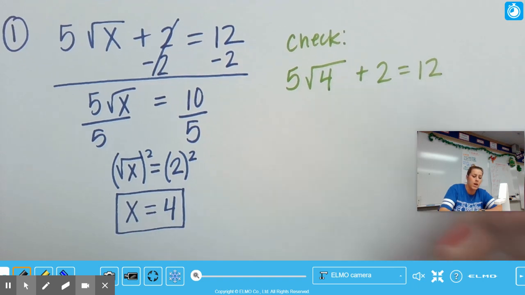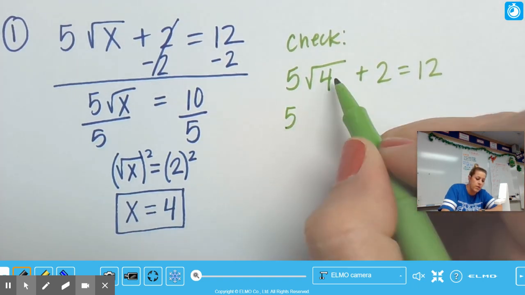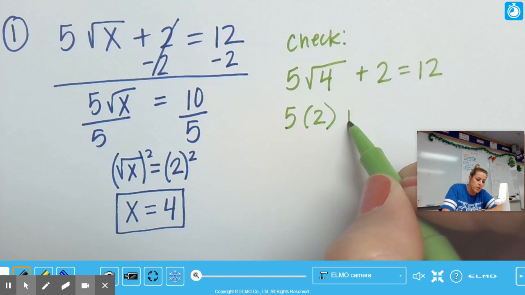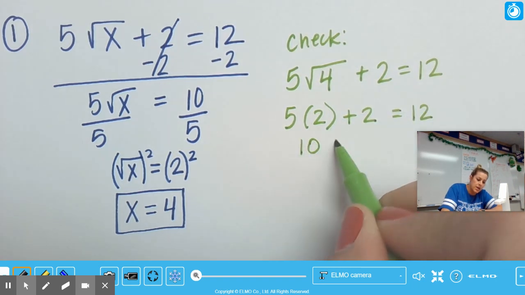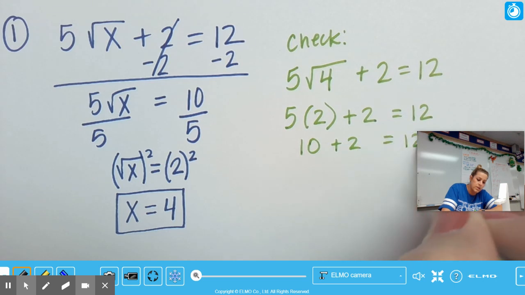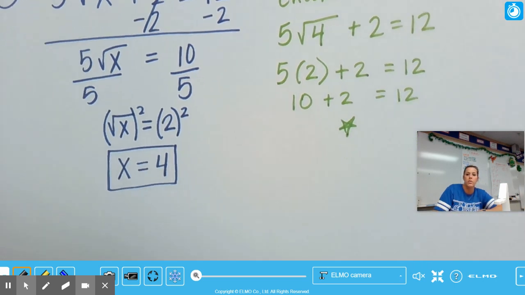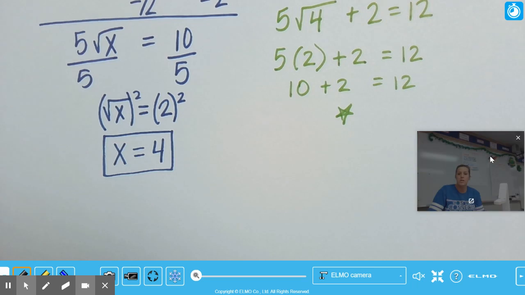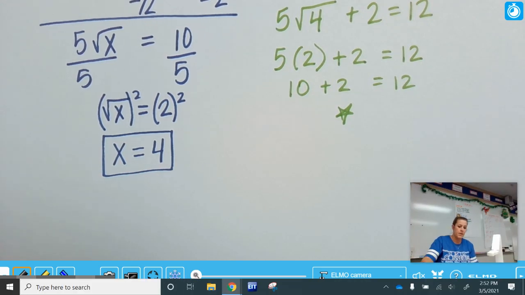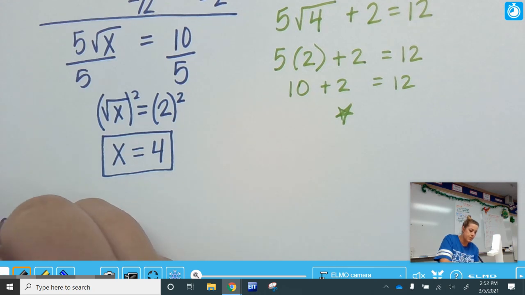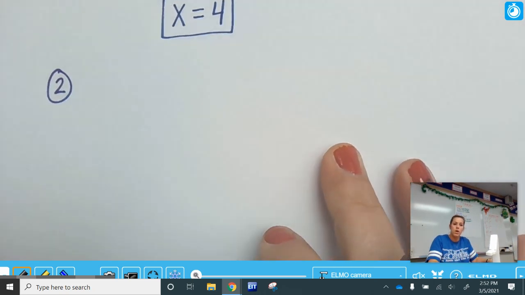Okay, so I'm going to go ahead and do this. This is going to be 5 times 2 plus 2 equals 12. Well, this is going to be 10 plus 2, and that does equal 12. So that is a true statement. Therefore, this 4 is an answer. Okay, so let's try one more before I have you try and work on some on your own.